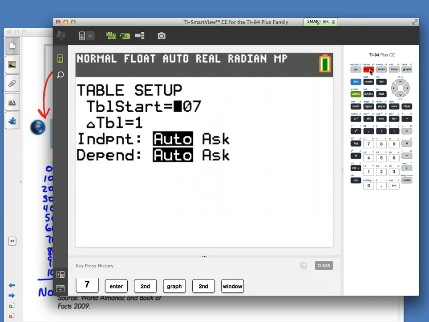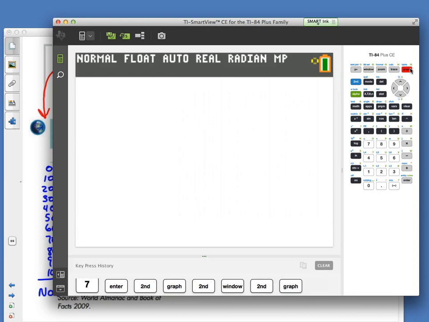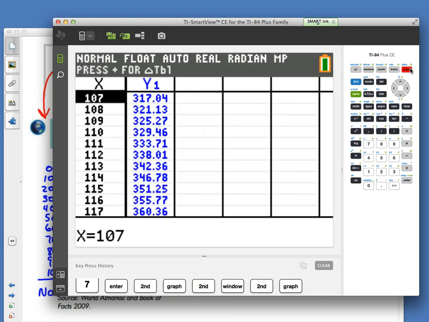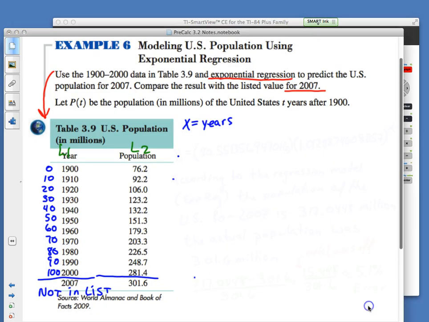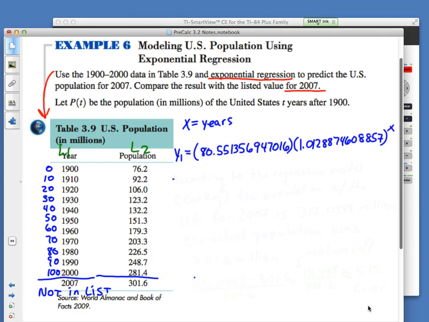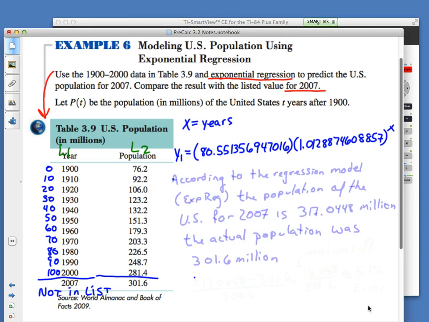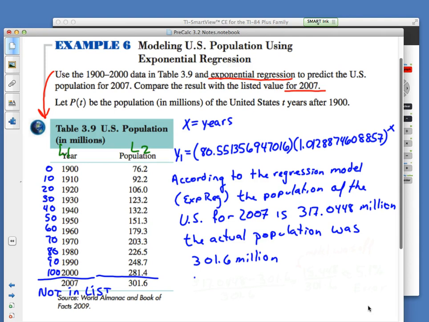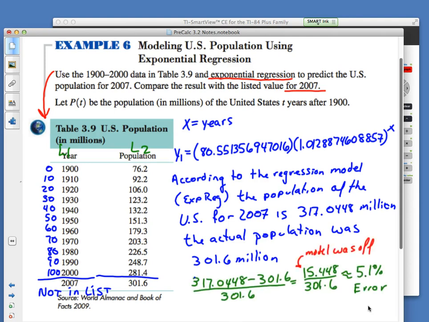So now that we've got the table adjustment going, I go back to my table, and now I'm looking at, in year 2007, I should be predicting 317 million. In this graph listed, we have 301.6 million. By the way, this is my Y1. According to this model, the population of the US for 2007 is 317 million. The actual population was 301.6. Our model was off by 5.1%.